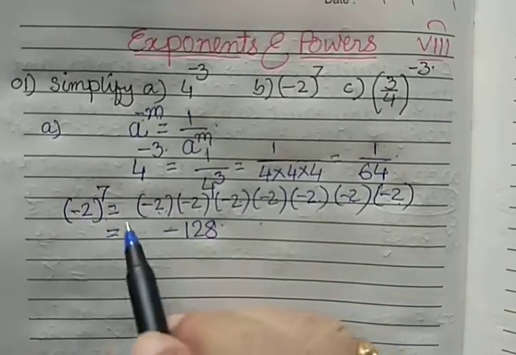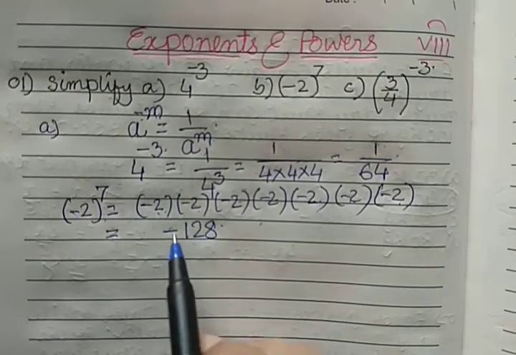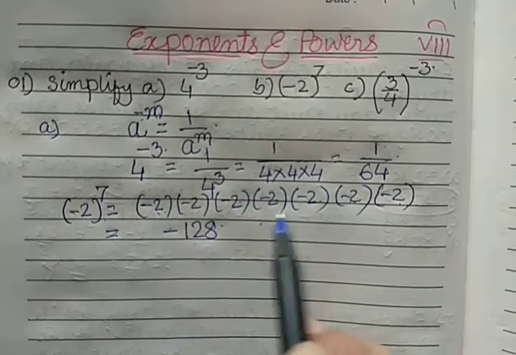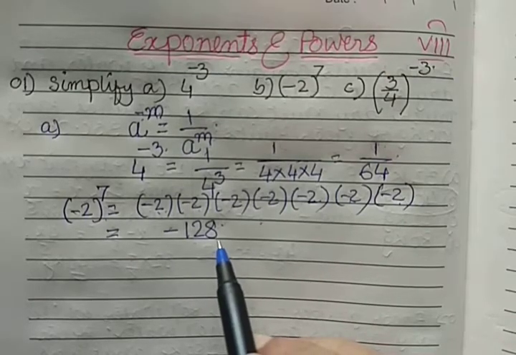What I did, I have taken 2 seven times and multiplied. Sign also I multiplied. I got minus 128.